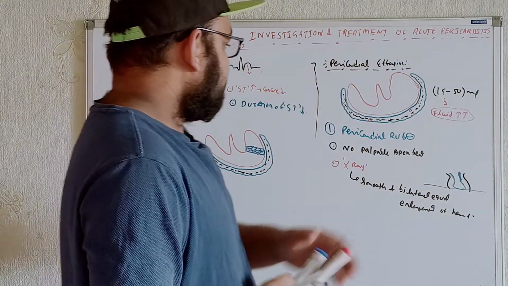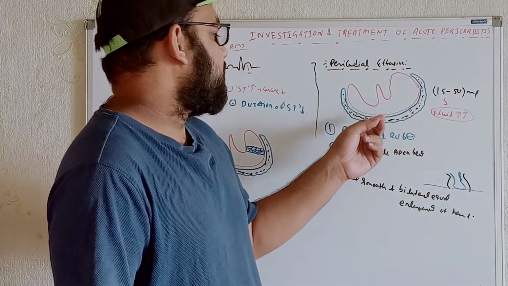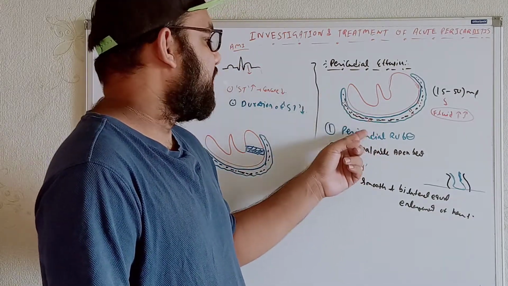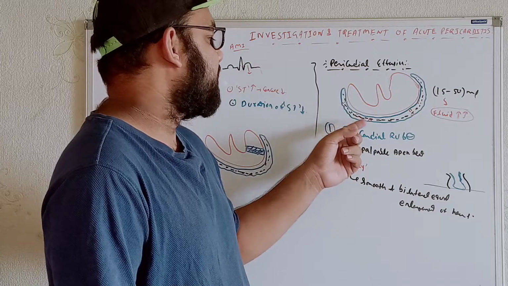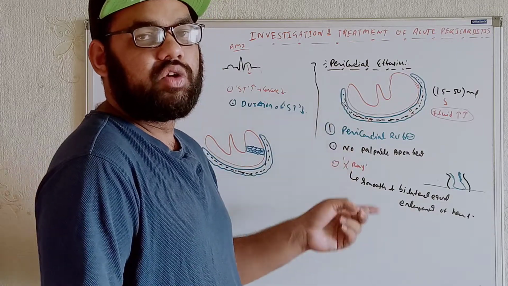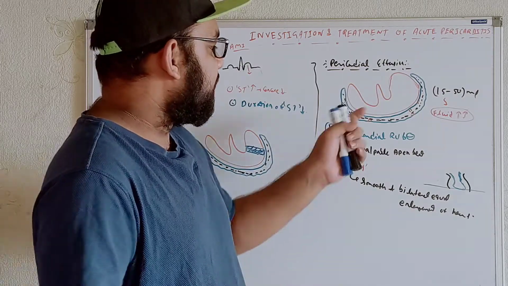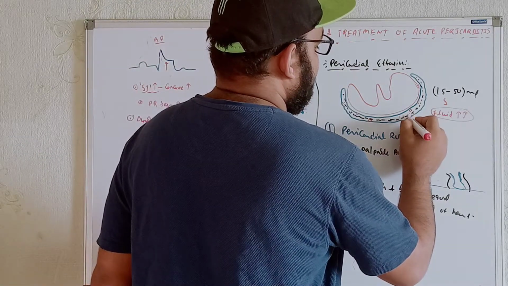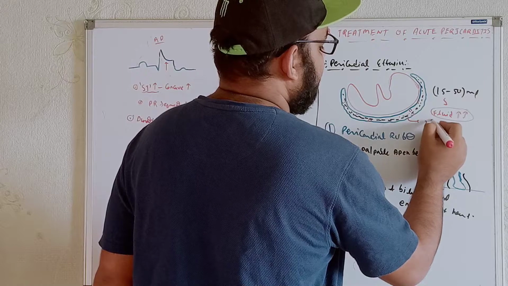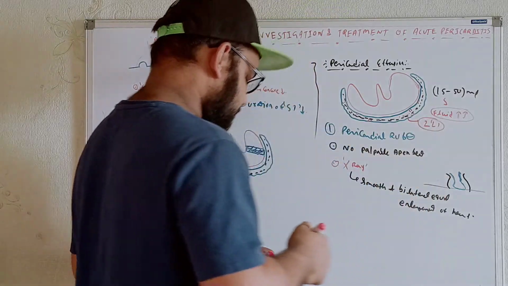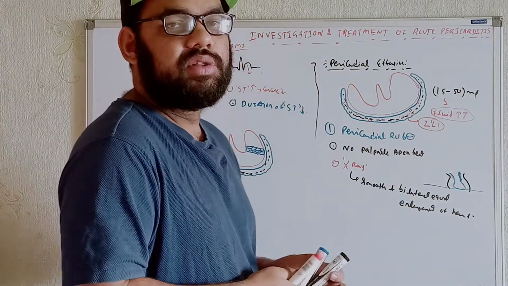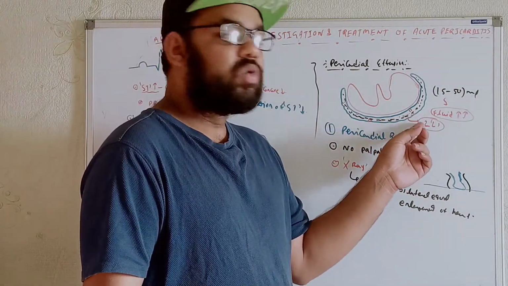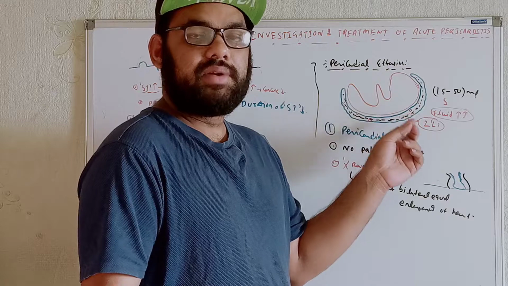Now see, if we see the gradual accumulation of fluid within the pericardial cavity, the pericardial sac can contain up to 2 liters of fluid within the pericardial cavity.